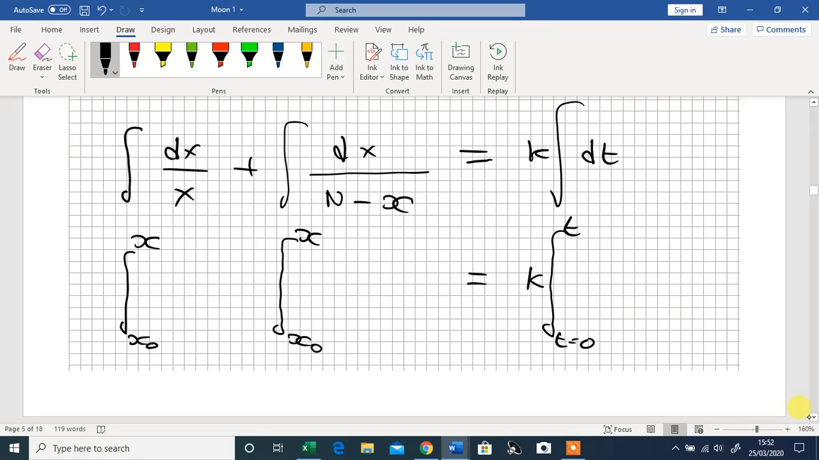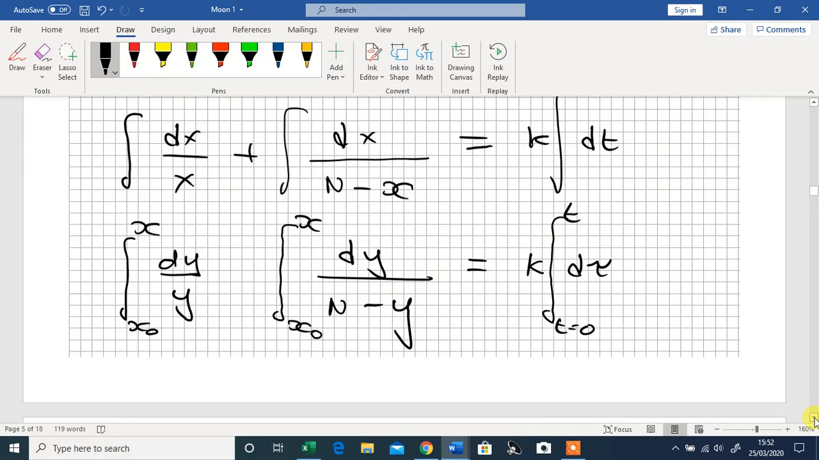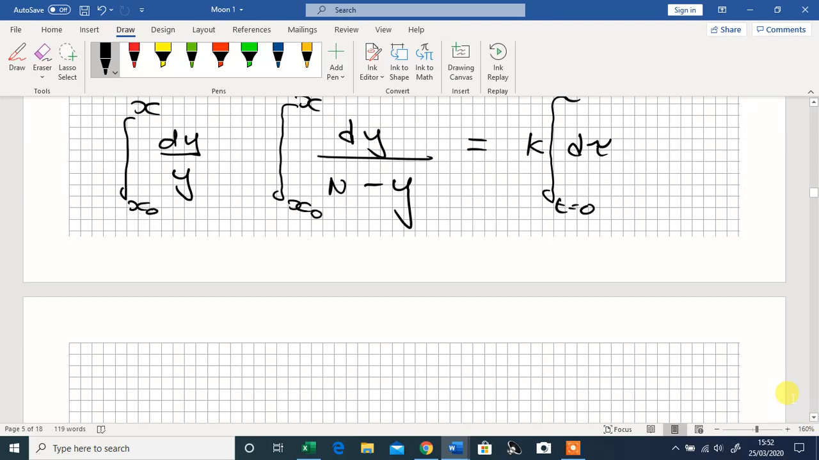And of course, because we've got small t as a limit, we can't have it as a variable as well. So we just substitute d tau, or tau, in for the differential element. Now this becomes dy over y, and this becomes dy over n minus y. So we can go ahead and solve that equation. I'm just going to leave the page as it is so that it's easy for me to see what I've written on that last line above.